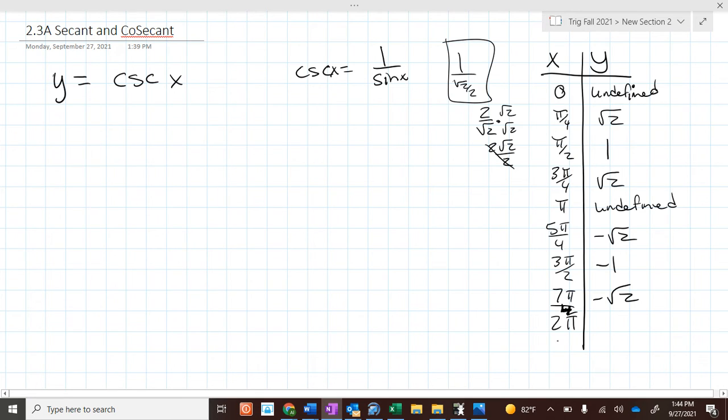All right, 2 pi. 2 pi is the same as what? 0. What's secant of 0? Cosecant of 0?